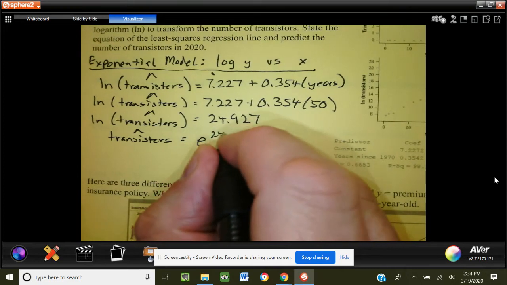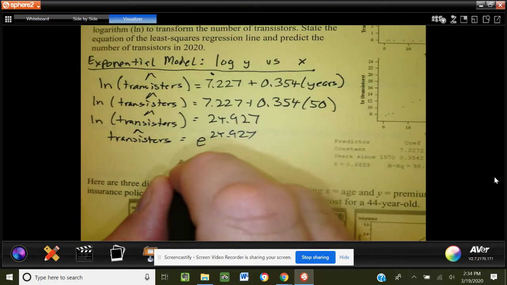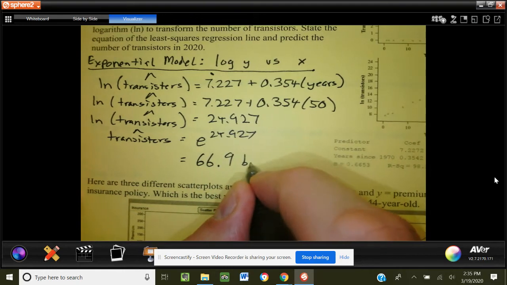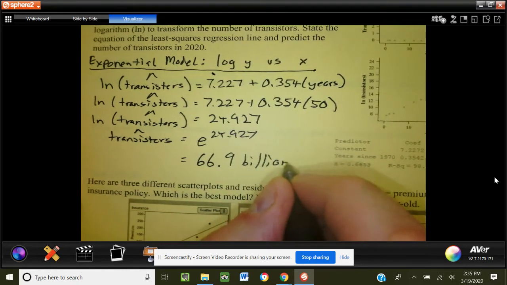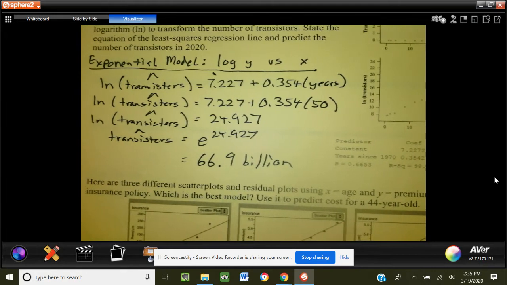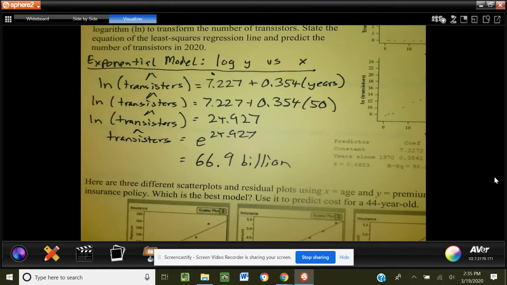E to the 24.927, which is about, and you can do the math on your calculator, 66.9 billion. Okay. All right. So that's how to do transformations. And again, this page of the notes kind of summarizes it the best.